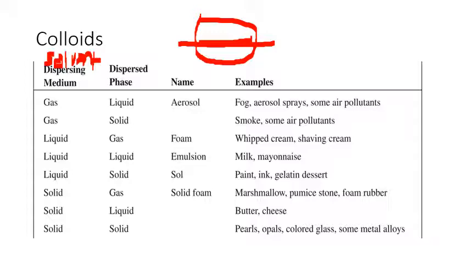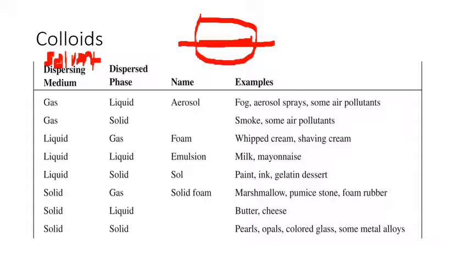Other types of things that can be solvents: you may have experienced whipped cream or shaving cream. That's a foam. Foams are when you take a gas and dissolve it in a liquid. Cream is a liquid, but you add gas to it, dissolve that gas in the liquid, and you produce a foam.